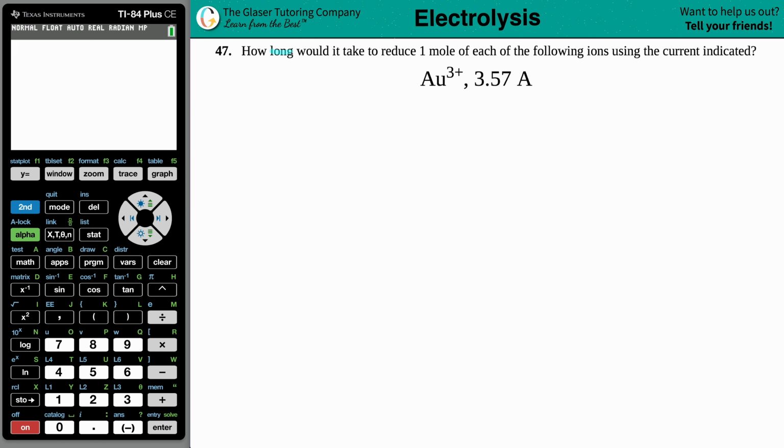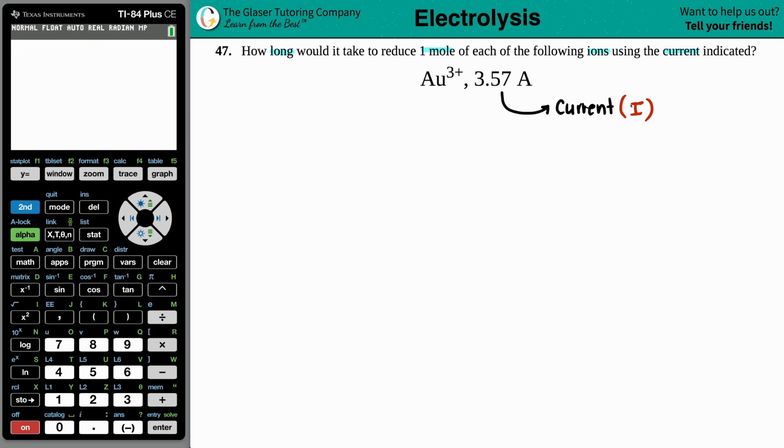47. How long would it take to reduce 1 mole of each of the following ions using the current indicated? In this case, we have a gold ion, Au3+, with a current of 3.57 amps or ampere. Anytime you see a capital A, that's amps, the type of current. But just know that in our chemistry formulas, we will see a current as a capital I. So you won't see it as capital C, nor capital A. I is always the variable in the formula.